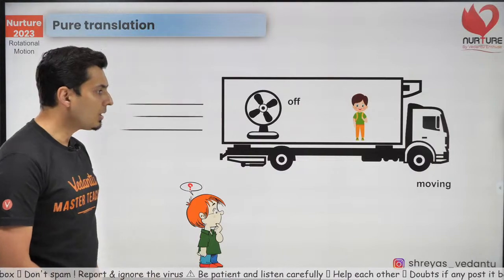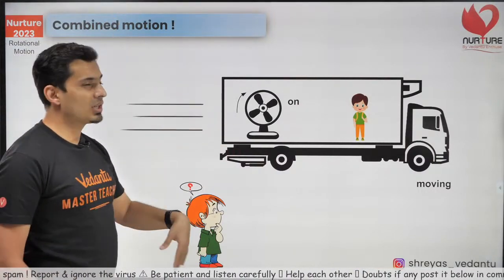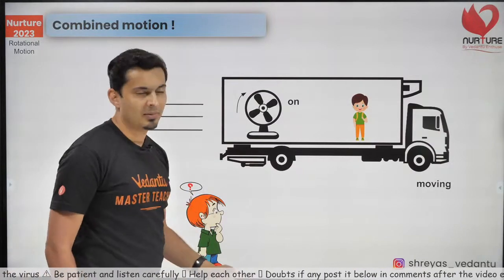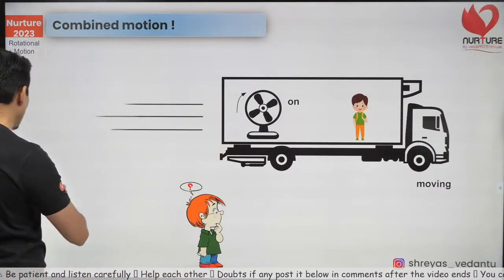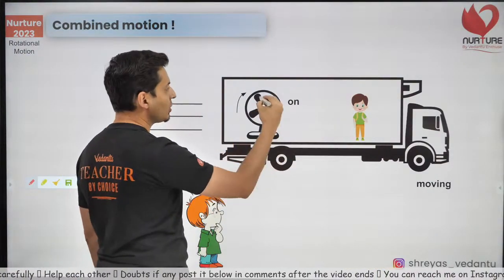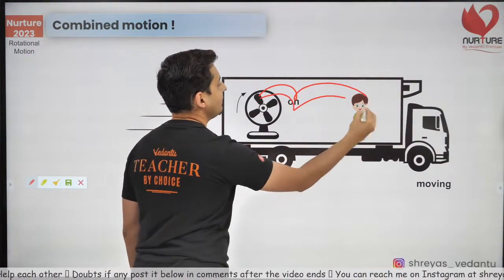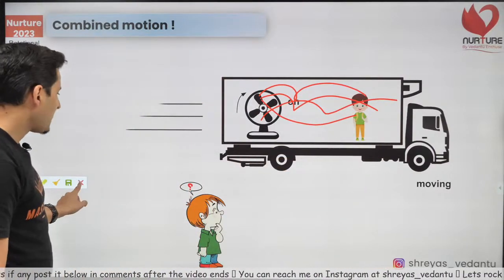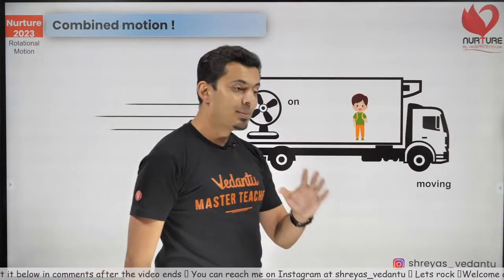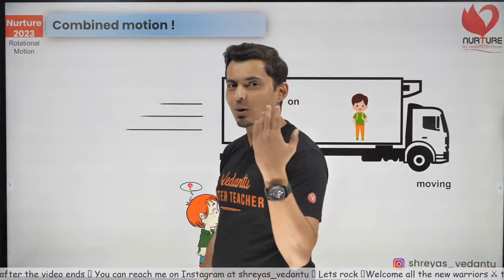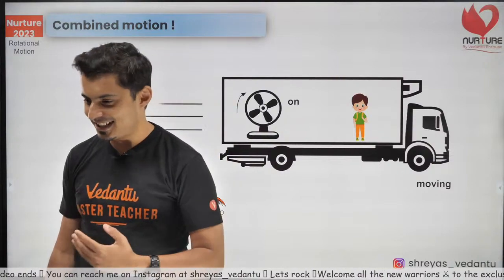Great. Now when I said combined motion, that is rotation plus translation, then the motion is very weird. Like you can see over here, the blades of the fan are rotating, and plus it is in motion. You will see each particle will go in different weird paths, and that becomes a problem. Now let me tell you, there is a very easy way for solving problems of rotation plus translation.